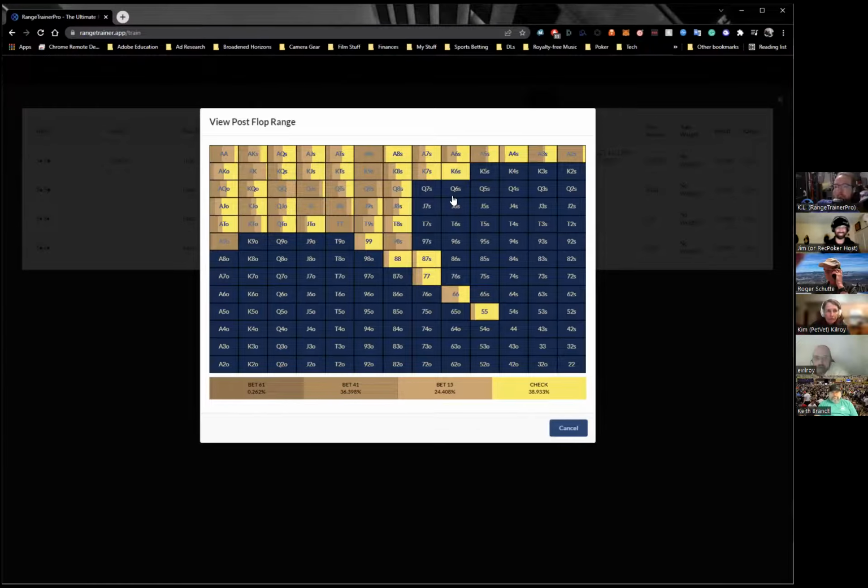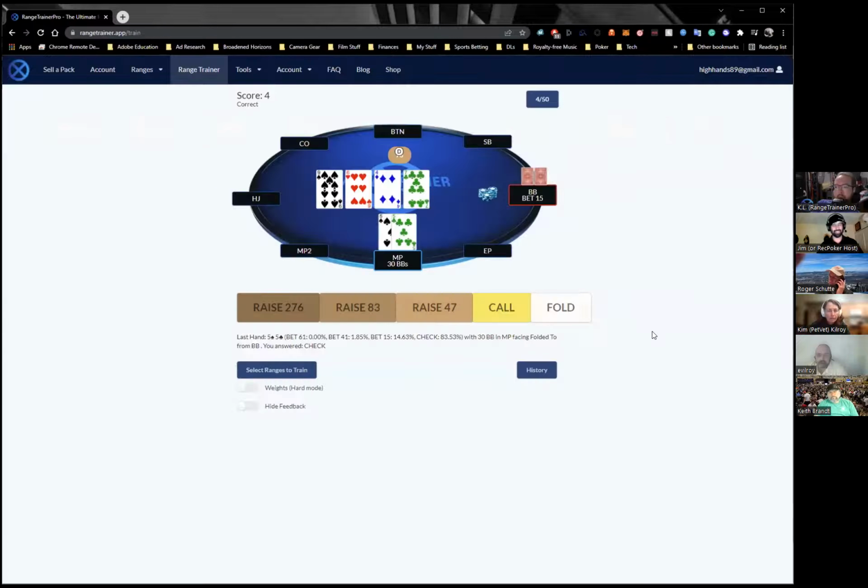And then we have pocket fives. We come down here to pocket fives. We hover over it and we see, oh yep, wow, that's a visual representation. We should bet 25% pot about 15% of the time and check the remainder. So, you know, it's very user friendly. And it's really comprehensive.